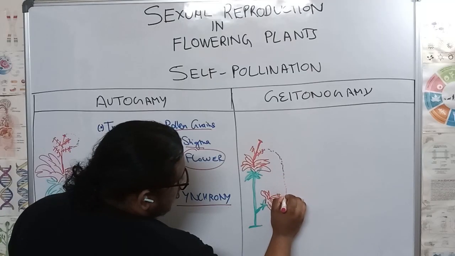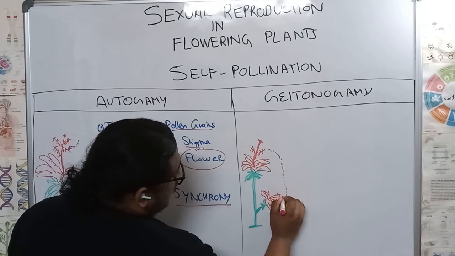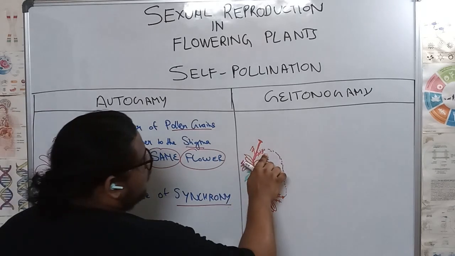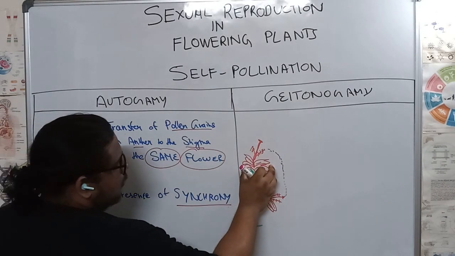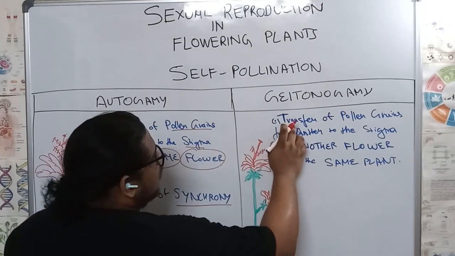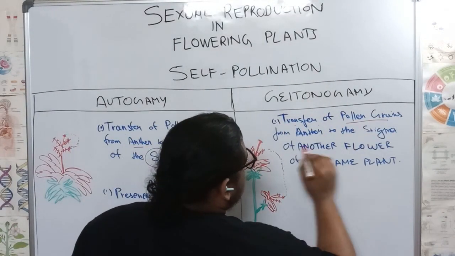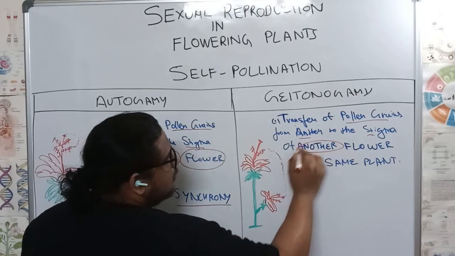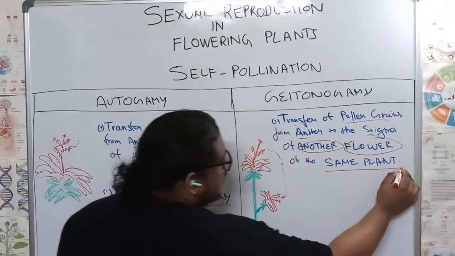अब next is geitonogamy. Geitonogamy में what happens is the basic principle: pollen grains from this flower they will get transferred or they will get moved to the stigma and land on the stigma of another flower. So simply in geitonogamy there is transfer of pollen grains from a flower to another flower of the same plant. So in geitonogamy there is transfer of pollen grains from the anther to the stigma of another flower of the same plant. This is important.